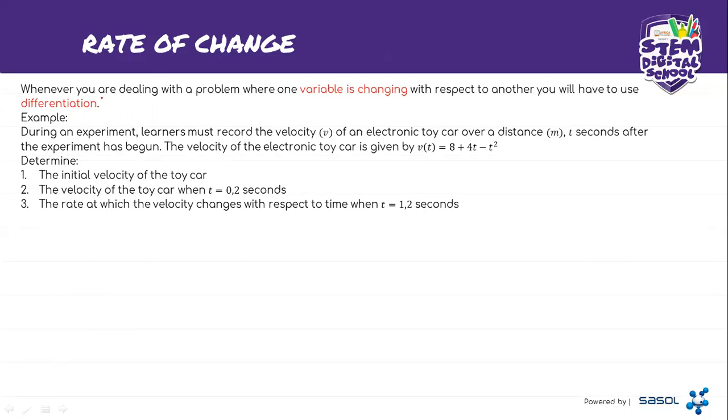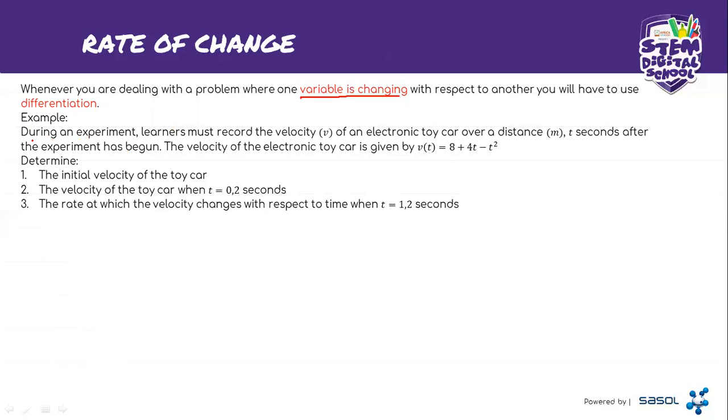It says whenever you are dealing with a problem where the variable is changing with respect to another, you will have to use differentiation. Meaning, if you start changing the variables, or the rate of change, then you have to start deriving. We are going to apply derivative or differentiation. Now let's get an example where we are going to apply that.